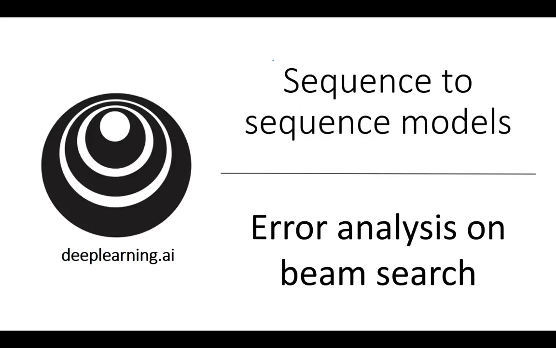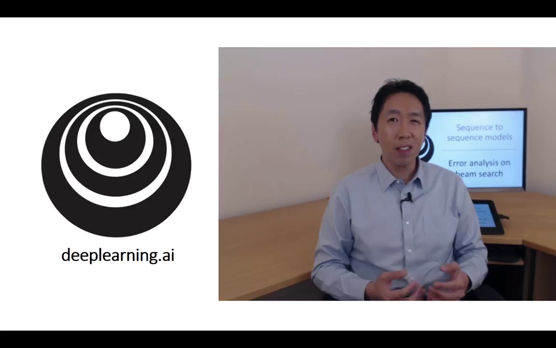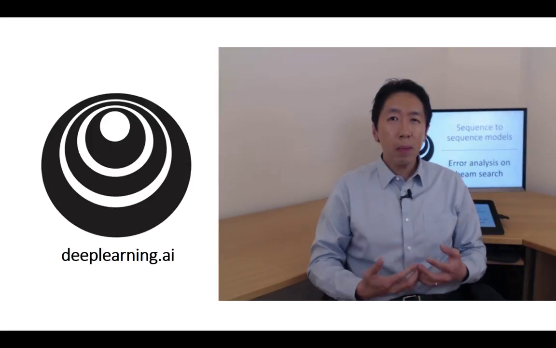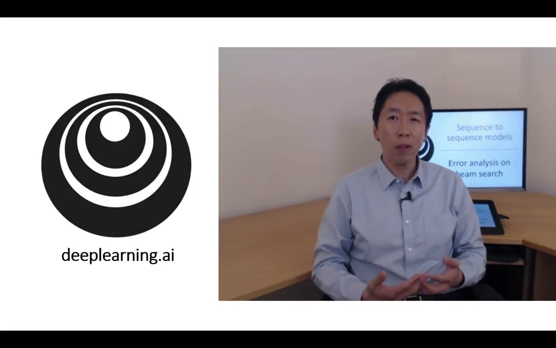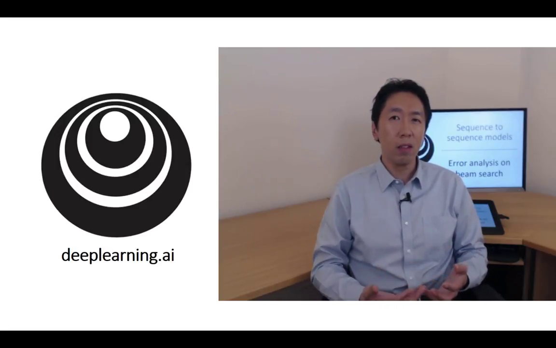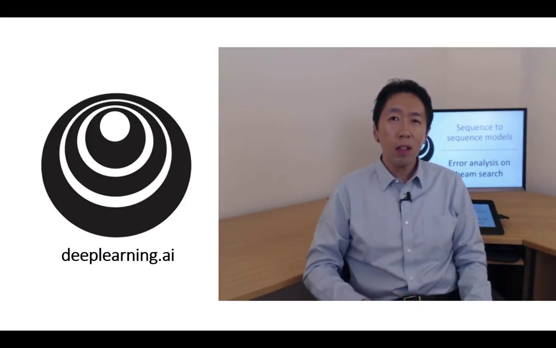In the third course of this sequence of 5 courses, you saw how error analysis can help you focus your time on doing the most useful work for your project. Now, beam search is an approximate search algorithm, also called a heuristic search algorithm, and so it doesn't always output the most likely sentence. It's only keeping track of B equals 3 or 10 or 100 top possibilities. So what if beam search makes a mistake?